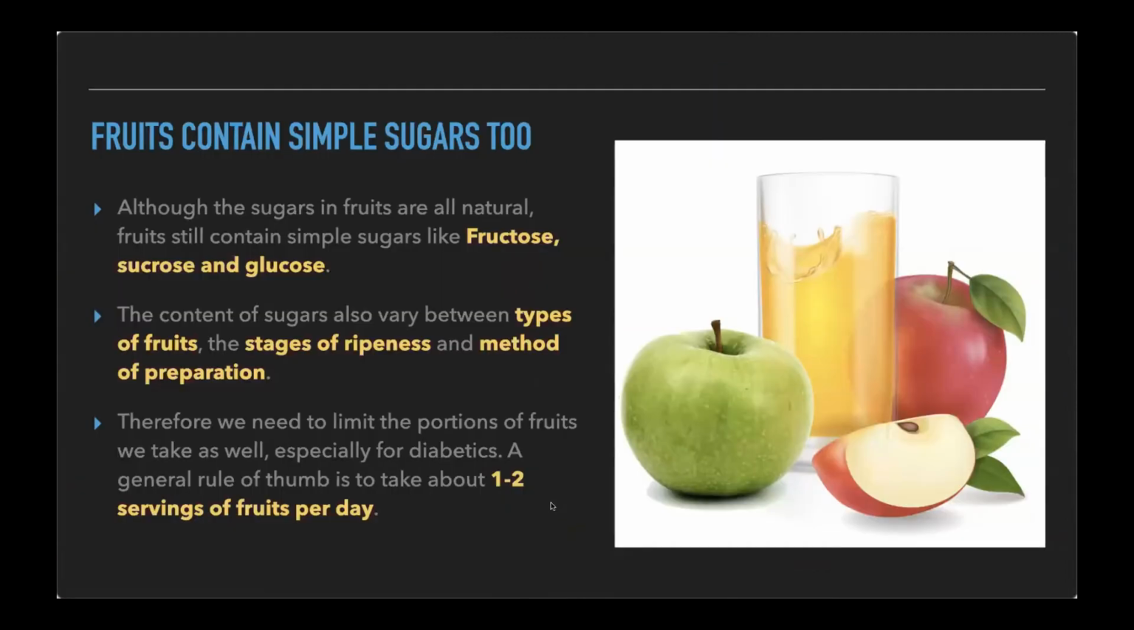Although the sugars in fruits are all natural, fruits still contain simple sugars like fructose, sucrose, and glucose. The content of sugars also vary between types of fruits, the stages of ripeness, and the method of preparation. An example here is green apples versus apple juice. A green apple will have lower glycemic index, whereas red apple juice will have higher glycemic index. This is attributed to the different stage of ripeness, and more importantly, the breakdown of the cell walls during juice preparation.